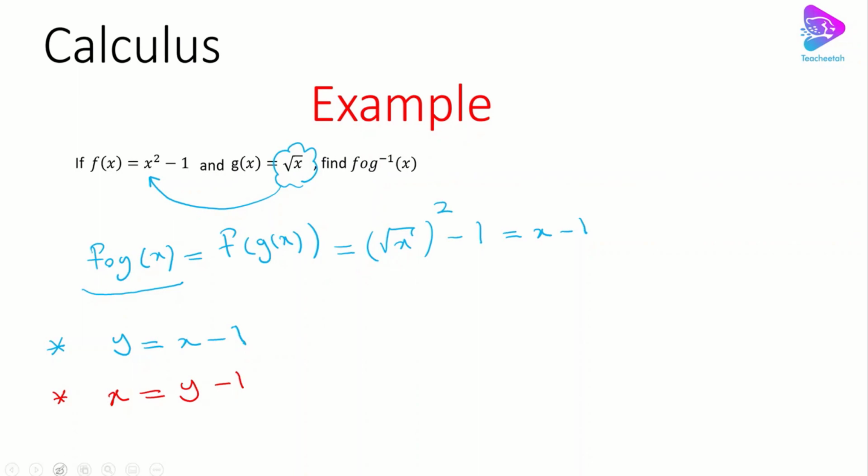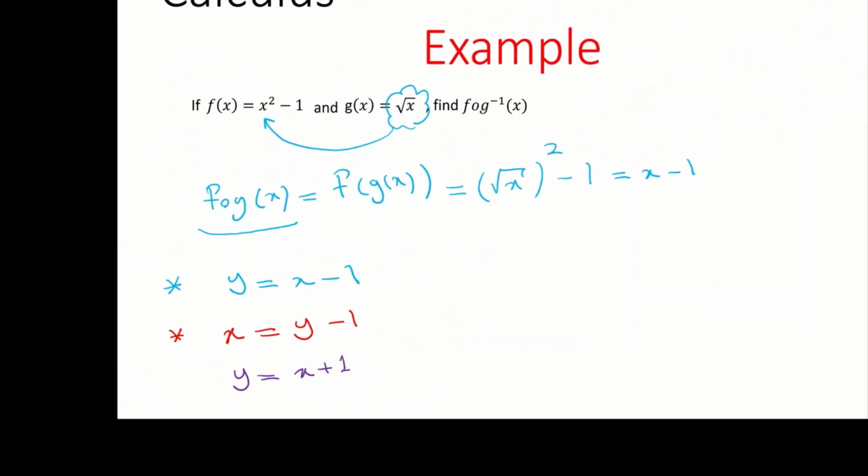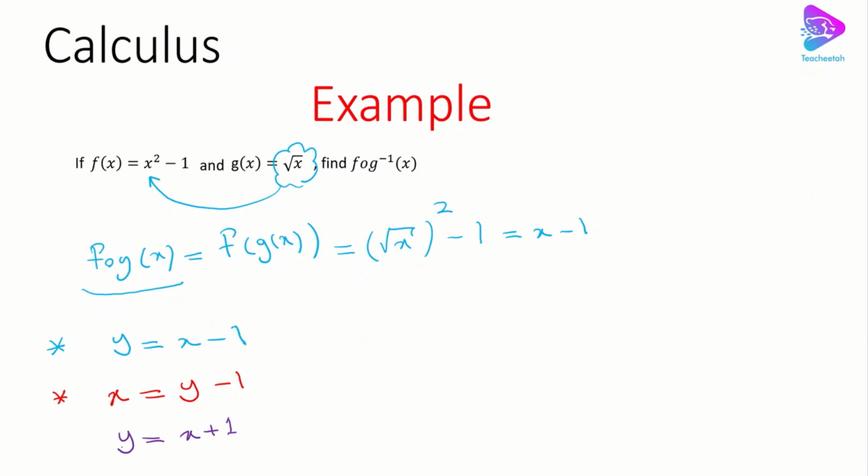The third step is solving for, or rearranging based on, y. Therefore, it's going to be y equals x plus 1, and the y that we have in here is actually the inverse of that function. So this is basically what we have: the inverse of f of g of x equals x plus 1 as the answer of this question.